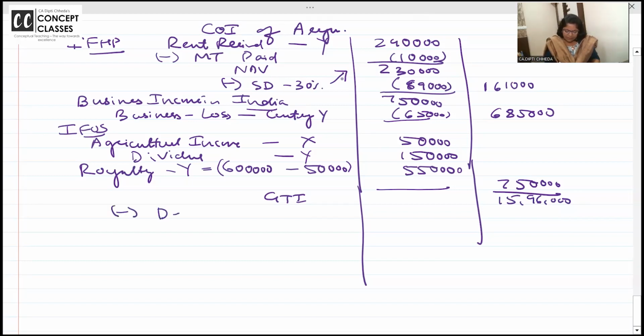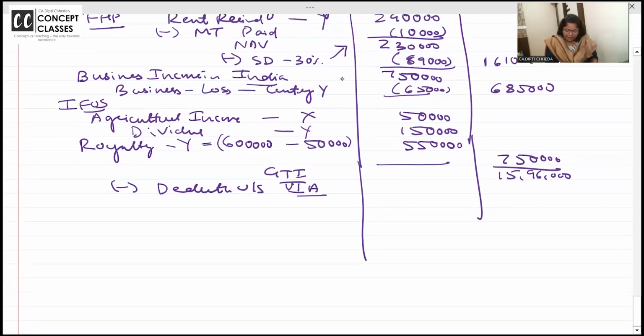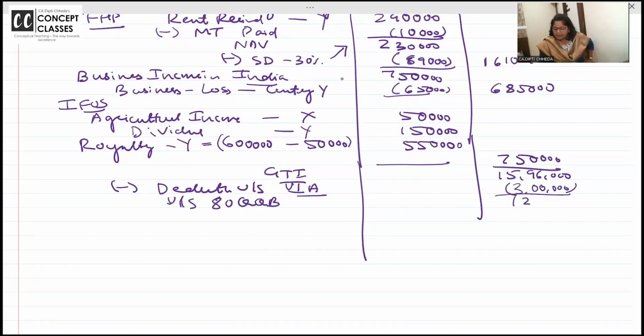Minus the deductions under chapter 6A. PPF, LIC वो सब है तो नो. मेडिक्लेम भी नहीं है. Straight under section 80QQB. Please remember 80QQB is royalty as an author. 80RRB is royalty as a patent and all. है ना? तो 3 लाख यहाँ मिलेगा. 12,96,000 हो गया आपका total income.